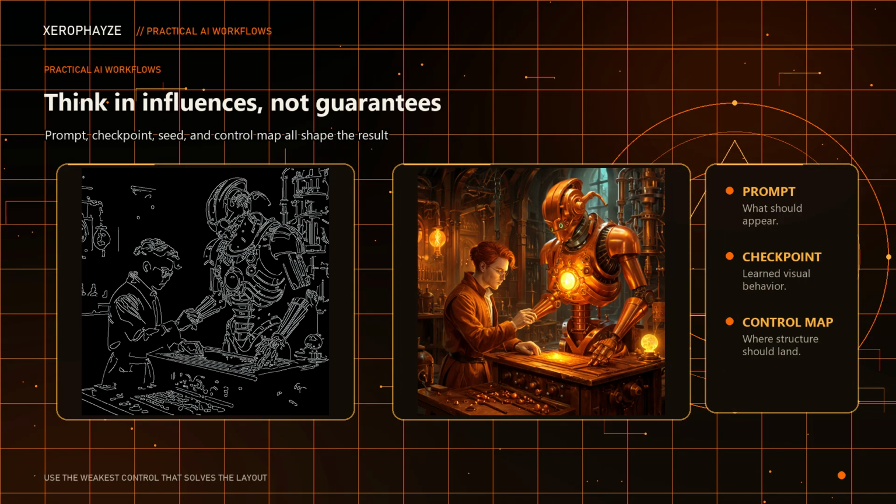ControlNet is best understood as another influence, not an absolute lock. The prompt describes what should appear, the checkpoint supplies learned visual behavior, the seed initializes the noise, and the control map pushes the composition toward a structure. Match the right model to the right map, keep the test fixed, and use the weakest control that solves the layout problem.